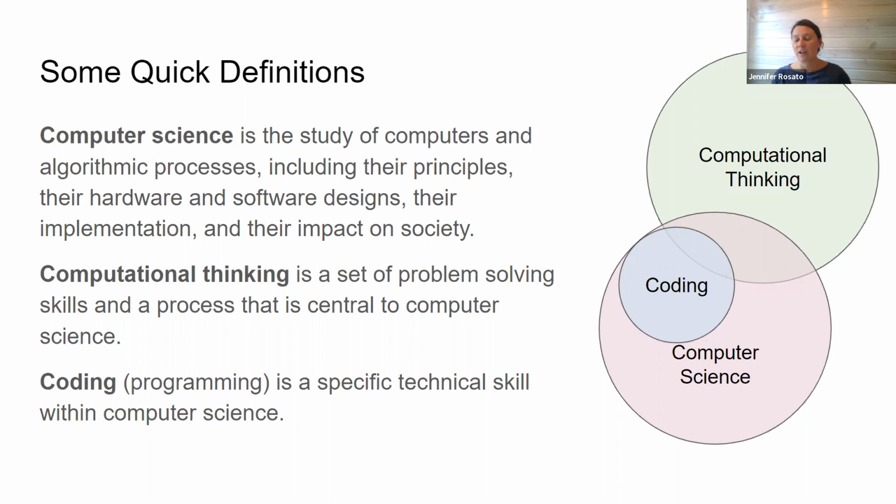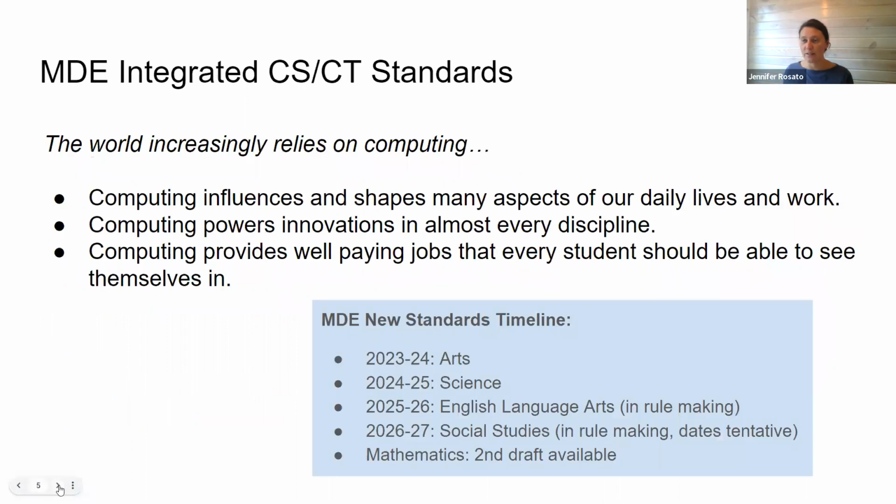Computational thinking is another term you might have heard, and that really is a broader term and can encompass other disciplines and makes a lot of connections across subjects. So it's a set of problem-solving skills and a process that is central to computer science. And then the thing probably people think of most often when they think of computer science is this idea of learning to code or learning to program, but that's just one of a specific set of technical skills within computer science. So just laying the groundwork there by what we mean by those three things.